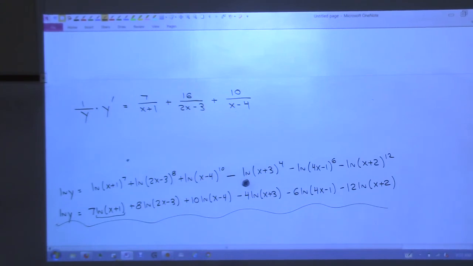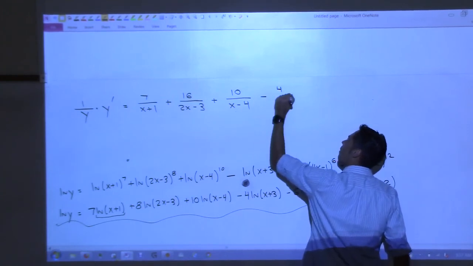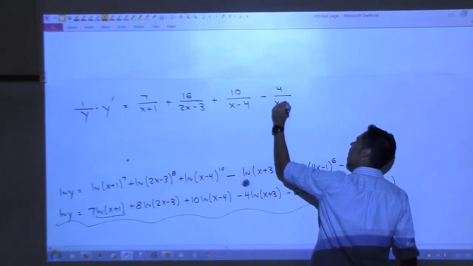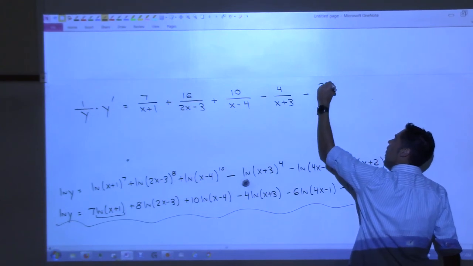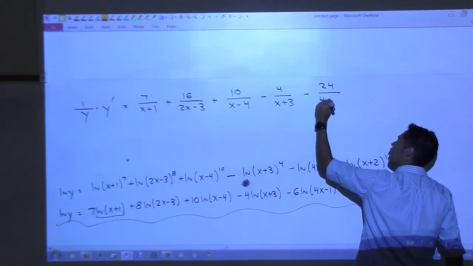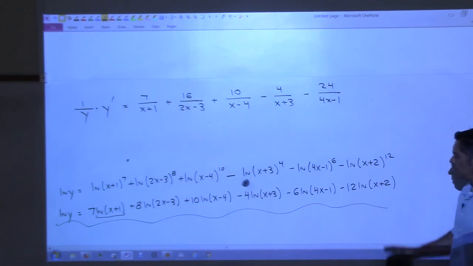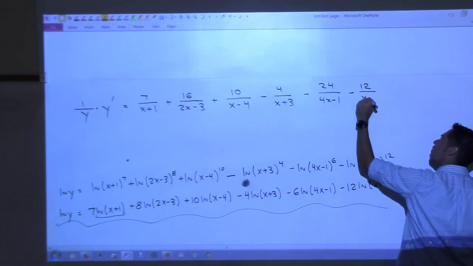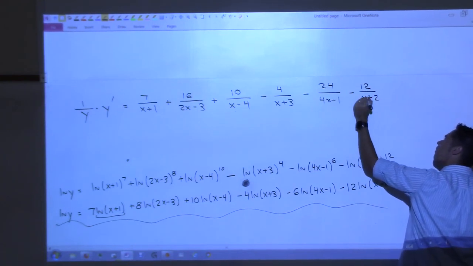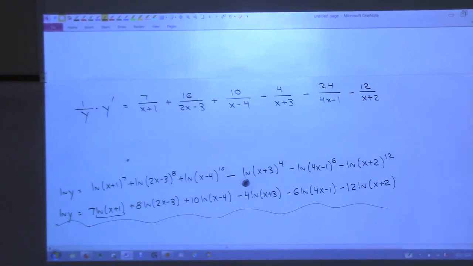Let's see, what would the next one be? Minus 4 over x+3. Next one? Minus 24 over 4x−1. And the last one, minus 12 over x+2. Yes? Yes. That's a pretty clean looking derivative right now, isn't it?